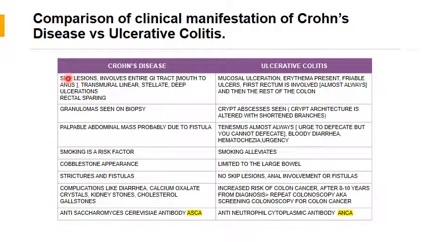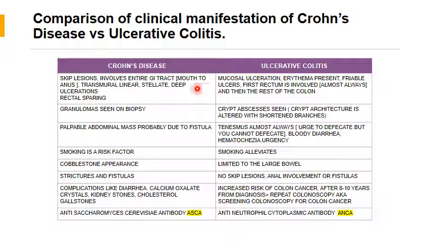Okay, so first, Crohn's disease. The kind of lesions that you see are usually skip lesions. The lesions are not present continuously. They are present at some parts and there's a patch of normal tissue followed by another lesion. That's why they're called skip lesions. It involves the entire GI tract. They can happen anywhere from the mouth to the anus.